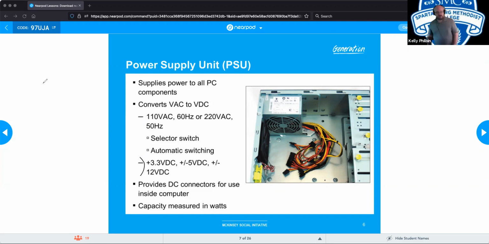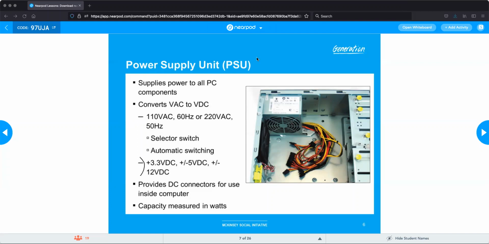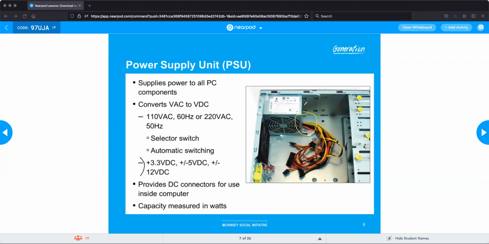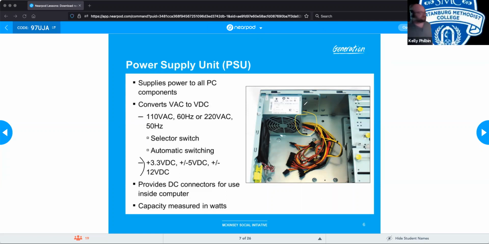Power supply also, you see this nice little fun bundle of wires here. Let's see here. Yes, Jimmy. Just a quick question. What is VAC and VDC again? Voltage direct current. And VAC would be voltage alternating current. Okay, thanks. Sorry, I should have notated that.